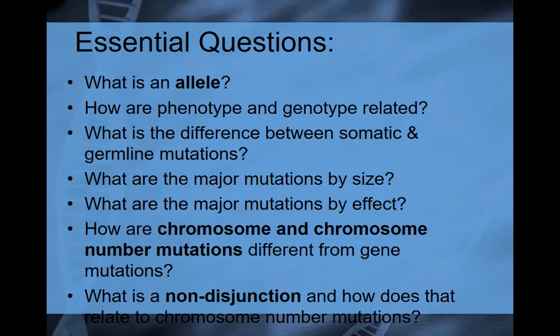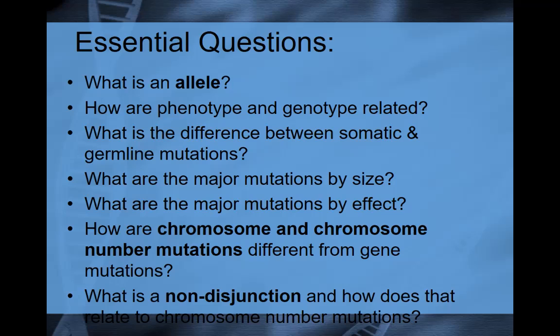Okay. So let's start out with our essential questions. Number one, what is an allele? I know we introduced it when we went over mutations before, but let's make sure we know what an allele is. Number two, how are phenotype and genotype related? This question will come up again when we get into genetics, as we'll keep hitting on this phenotype genotype relationship a lot. Number three, what is the difference between somatic and germline mutations? So this is depending on what kind of cells it's in. And we'll talk more about this later, but it's going to tie back into what we talked about last class in terms of meiosis as well.